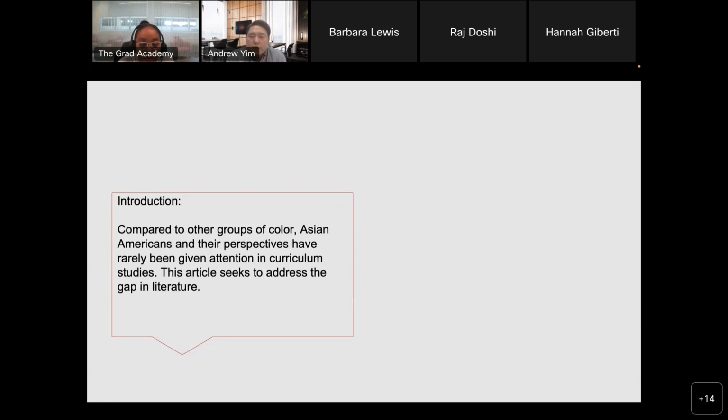So the introduction is: compared to other groups of color, Asian Americans and their perspectives have rarely been given attention in curriculum studies. This article seeks to address the gap in literature. And as you can see, the introduction gives me, as a reader, a clear understanding that if I'm a person looking to do research on Asian American studies or curriculum studies focused on the Asian population, this article sounds interesting because I never knew there was a gap in the literature.